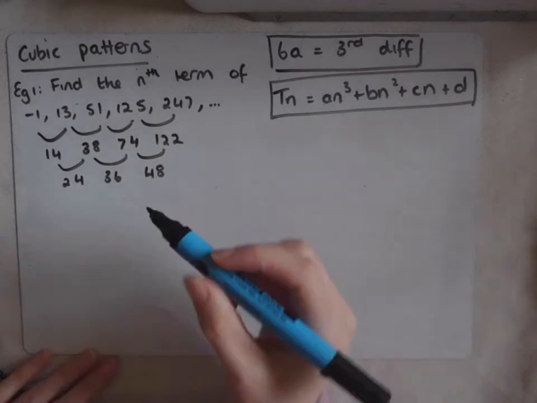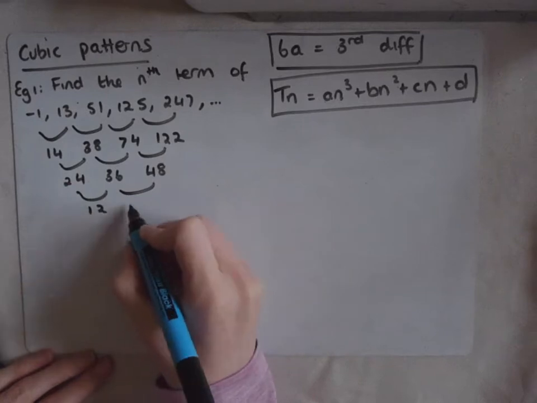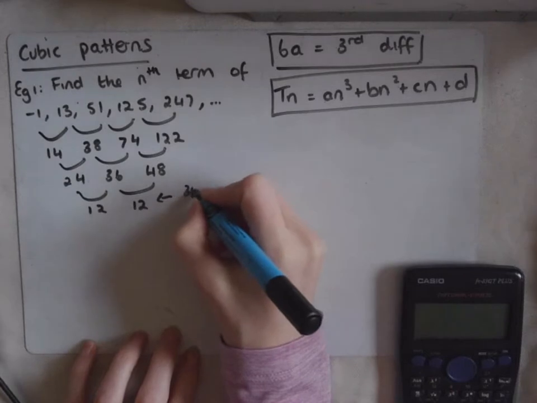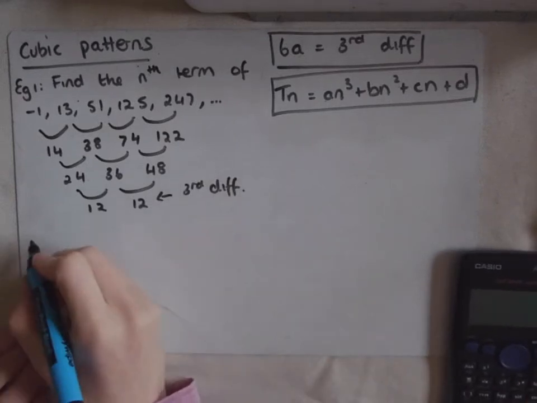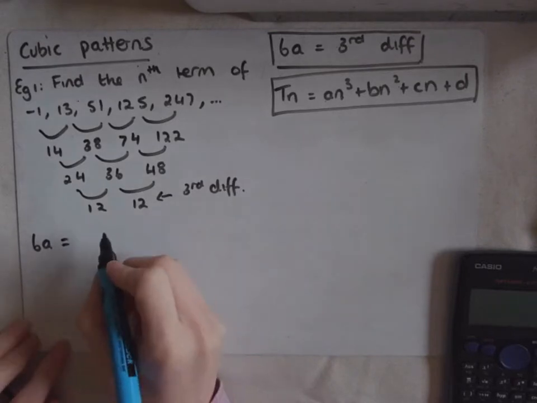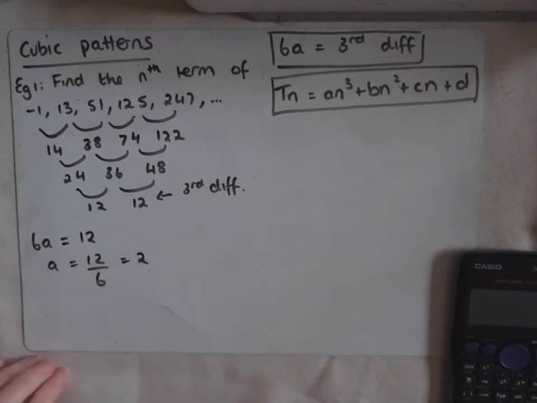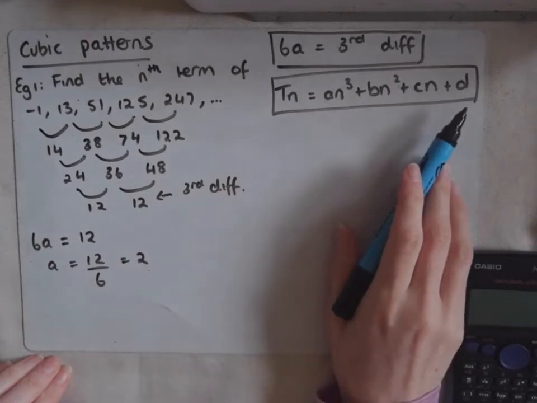So it's not quadratic because your second differences aren't constant. So let's try, keep going. We can see that it is cubic. Okay, so that's your third difference. Now we know to start this off, we can say that 6a is equal to my third difference. So 6a is equal to 12. So then a is 12 over 6, which is 2. Okay, so I now know that a. I still need to find b, c and d.